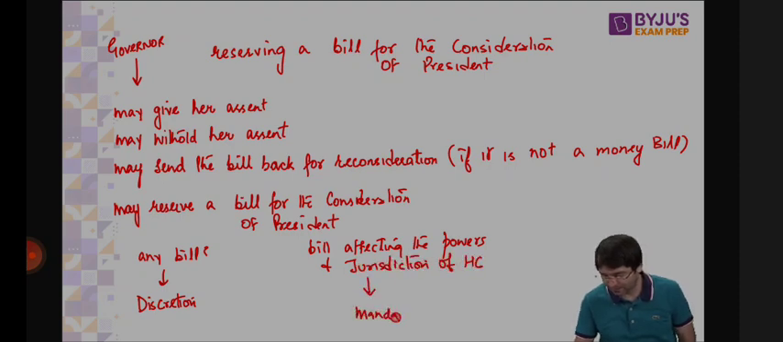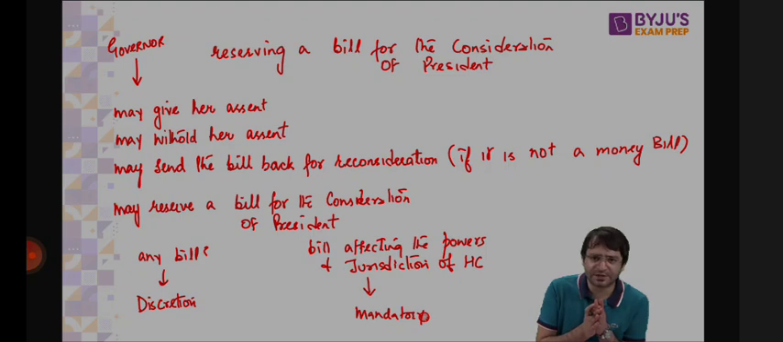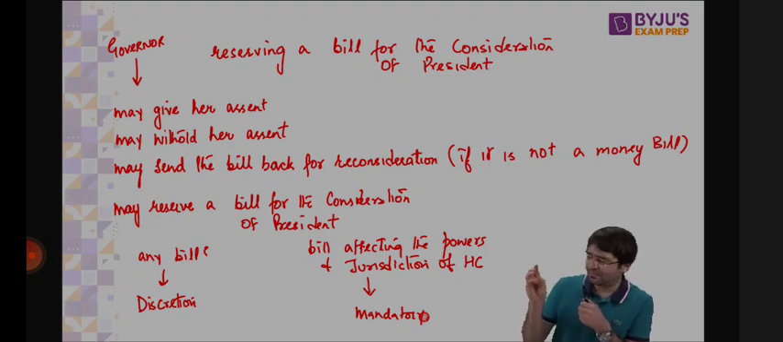Mandatory. There is a bill passed by the state legislature and sent to the governor. What are the options available with the governor? The governor has a discretion. He may either give his assent, may withhold his assent, may send the bill back, or may reserve this bill for the consideration of the president. Can the governor reserve any bill? Yes. Including a money bill? Yes. Including the budget? Yes. Is it a discretion? Yes.